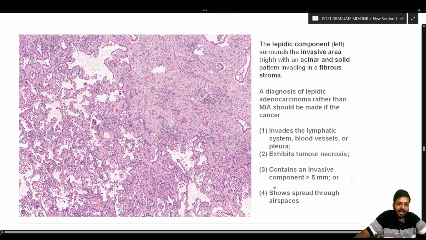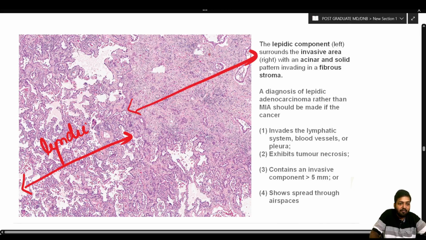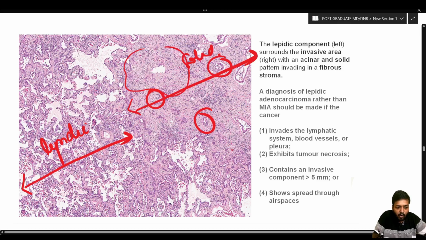Now this is another diagram. The same lipidic component is the same lipidic predominant adenocarcinoma. Now on the left hand side, this is the lipidic that I was telling you. This is the lipidic component wherein you can see the growth is along the alveolar walls, and this is the solid area wherein we can appreciate the growth of these cells. We can appreciate the acini. We can appreciate certain solid areas of growth as well.